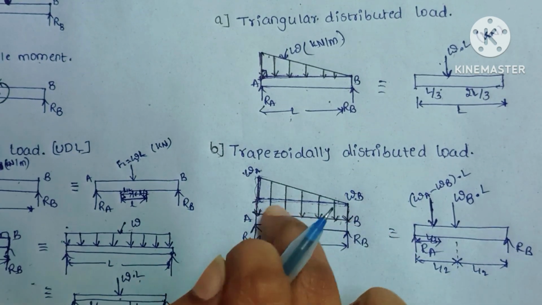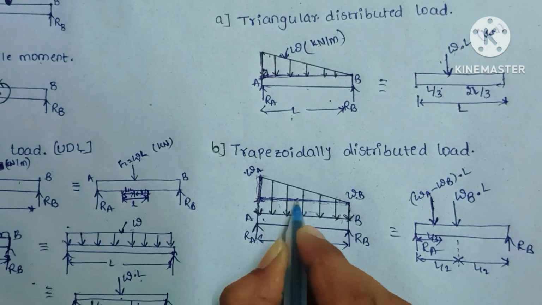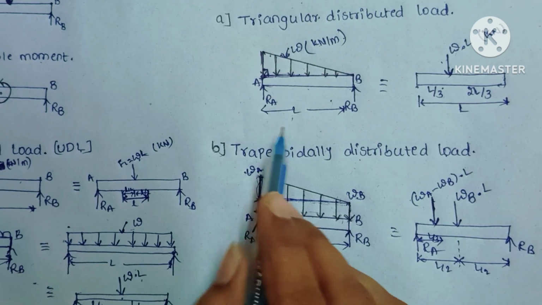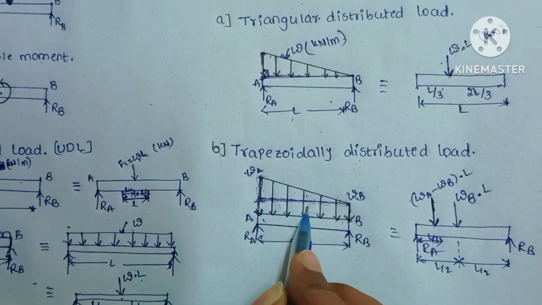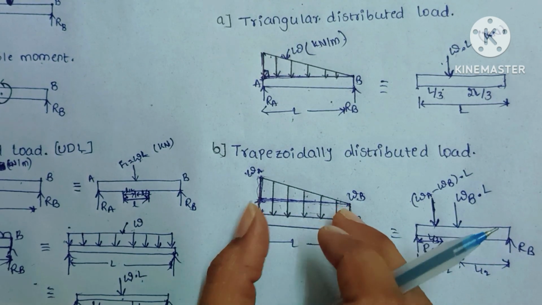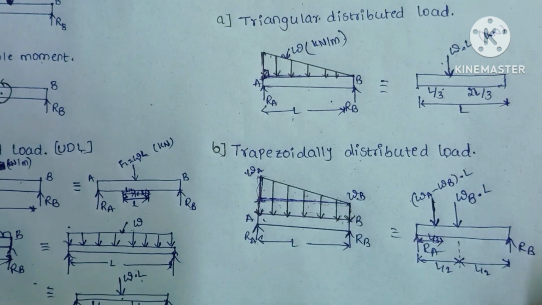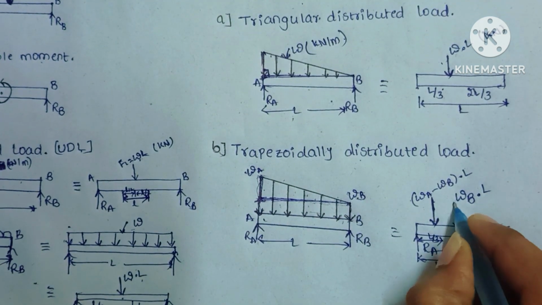If we consider only the part below this line, this is a uniformly distributed load. If we consider above this line, it is a uniformly varying, triangular distributed load. If we want to convert this uniformly distributed load into a point load, this load will act at the center of this length. So at L by 2, the load is acting.